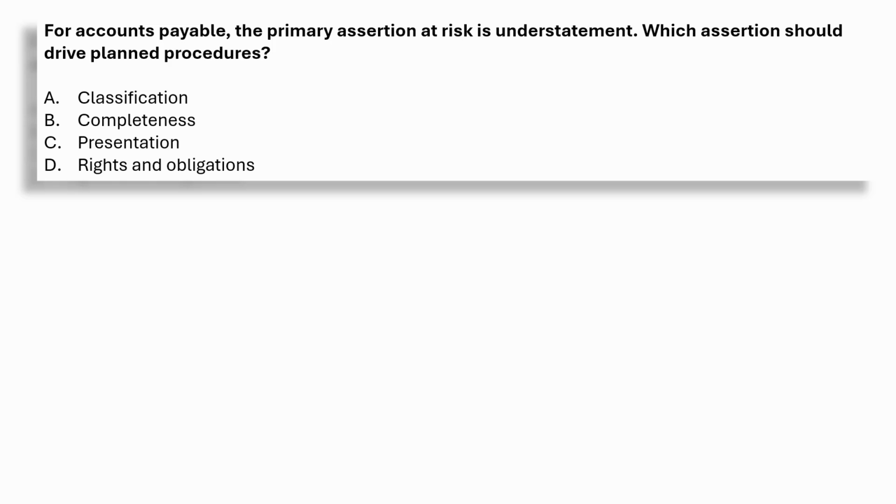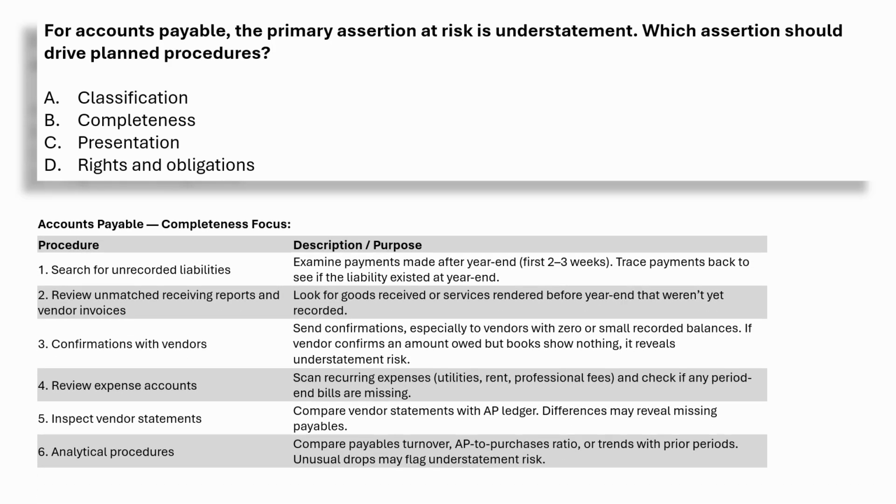Here's how I keep it straight. For assets, like AR, the risk is usually overstatement. Focus on existence. For liabilities, like AP, the risk is usually understatement. Focus on completeness. So in my head, it's like management is trying to polish the window, assets look bigger, and hide the bills under the rug, liabilities look smaller. My audit plan is built around lifting the rug, testing completeness for payables.